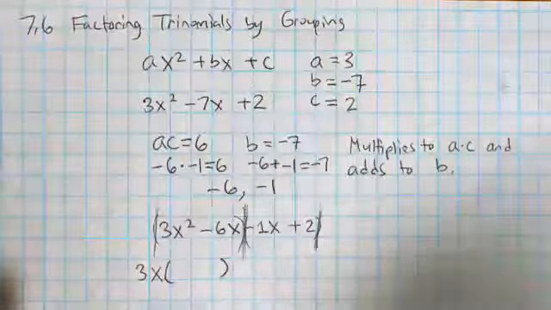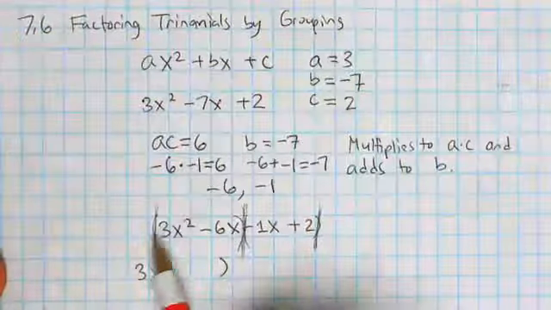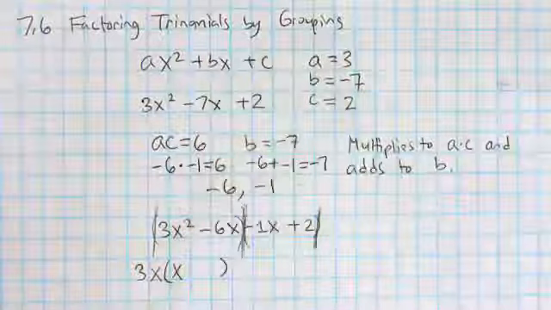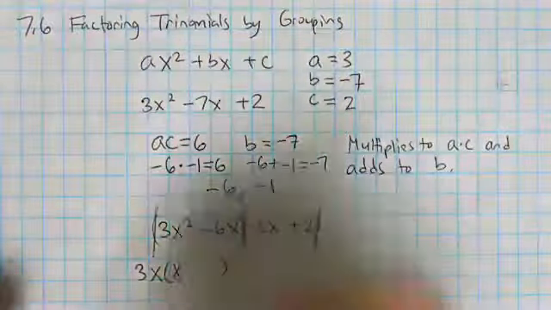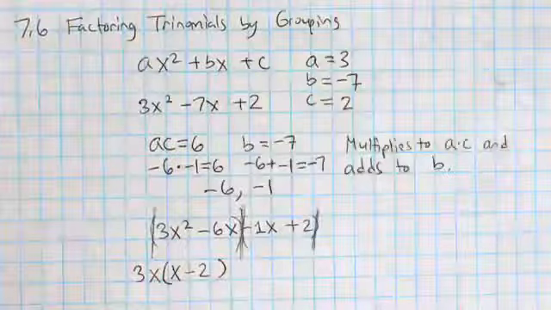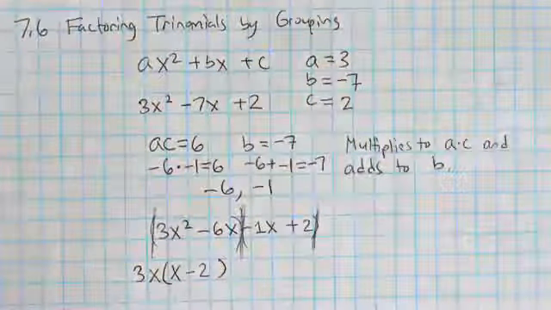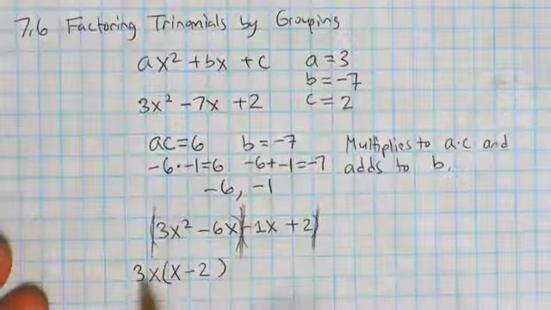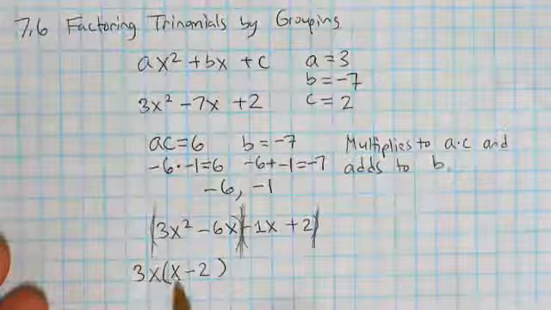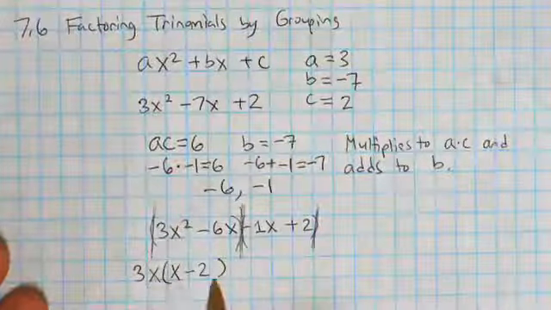So what's left over after we take out 3x? Well, from 3x squared, all that's left is an x. And from negative 6x, we're left with a minus 2. And if you're not certain if you've done this correctly, you can always validate this by distributing the 3x back through, and you'd see, okay, 3x times x, that's 3x squared. 3x times negative 2, that's negative 6x.